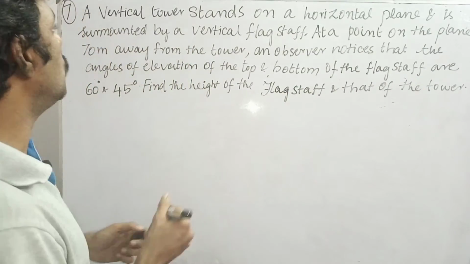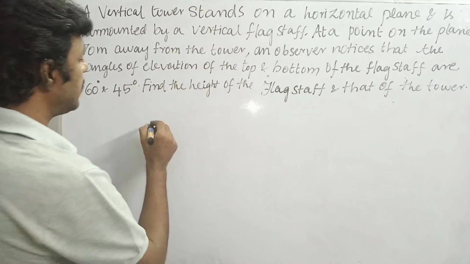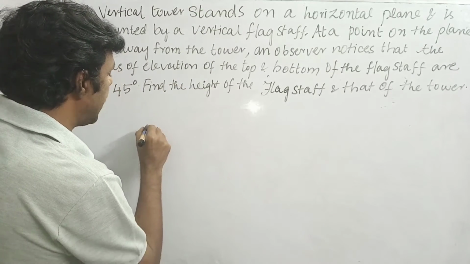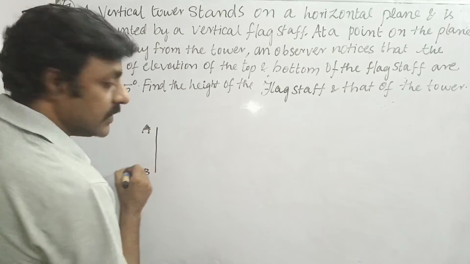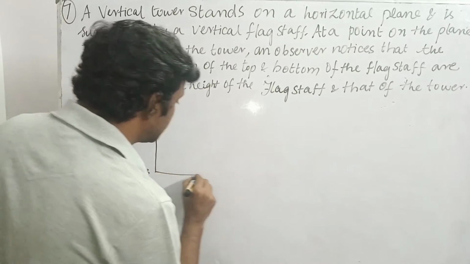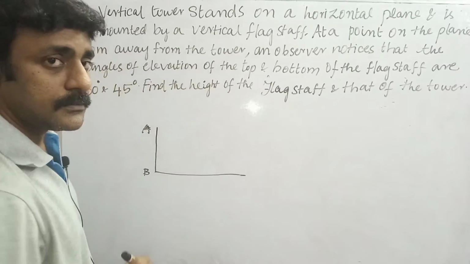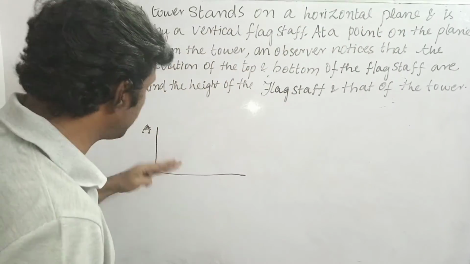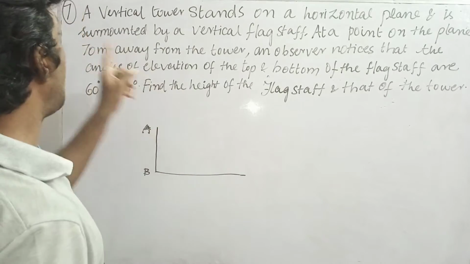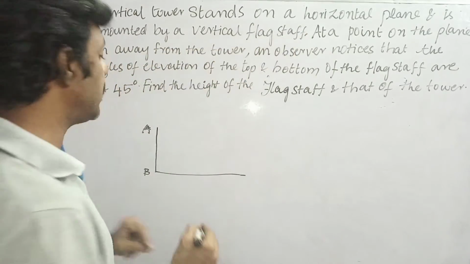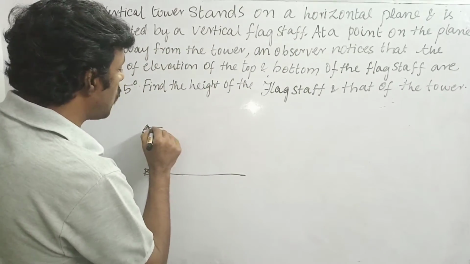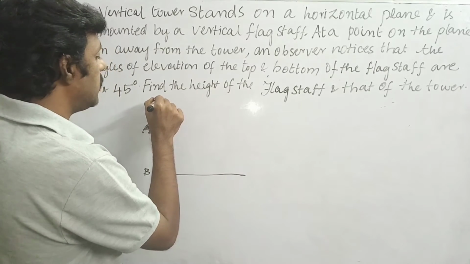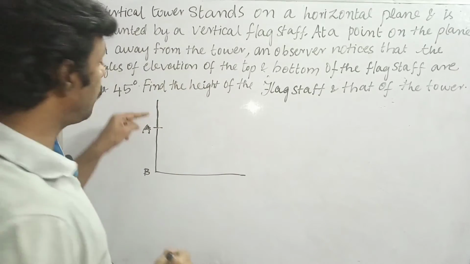So what you need to do is, let us assume that AB is a vertical tower. Let us assume that this is the ground level. So AB is a vertical tower, stands on a horizontal plane. This tower stands on a horizontal plane and is surmounted by a vertical flagstaff. Here it is surmounted. So another flagstaff is here. This is the flagpole.